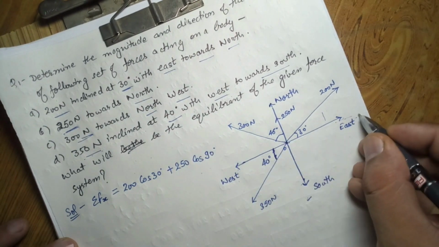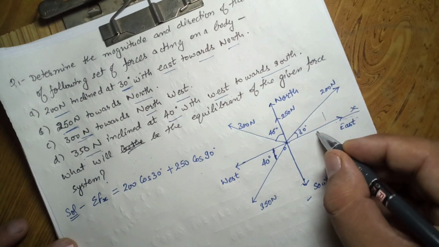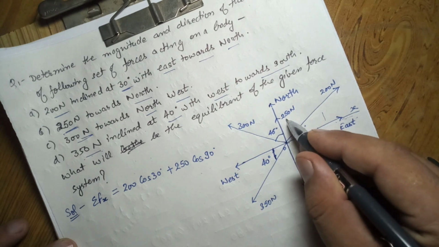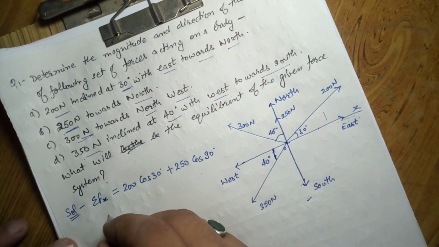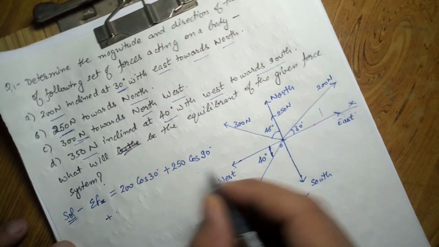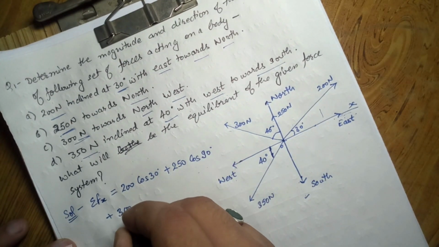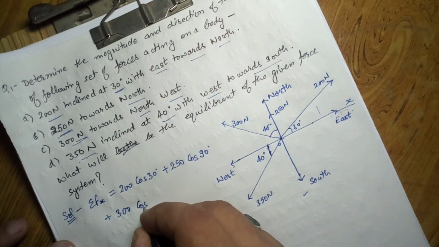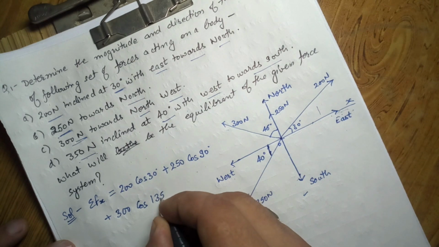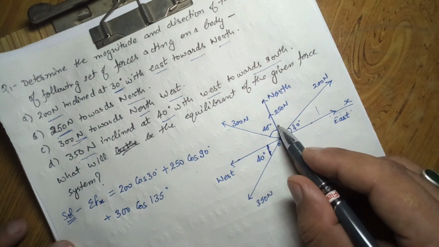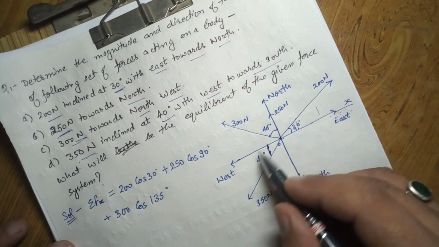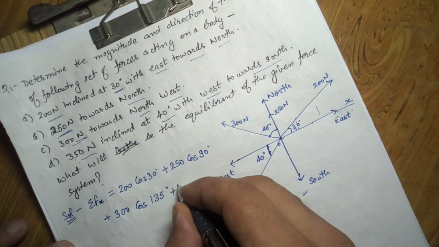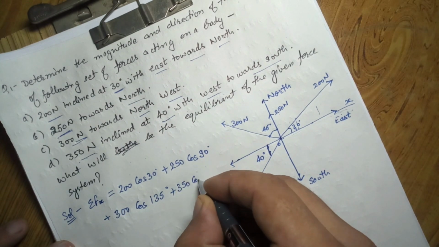We take all the angles with x. Now if I take this as x, first 200 cos 30, second 250 cos 90, plus now the third 300. So 300 again, component cos, so 300 cos 135. So I am getting 135, 90 plus 45. So this is 135 plus next force is 350. So this is 350 into cos.